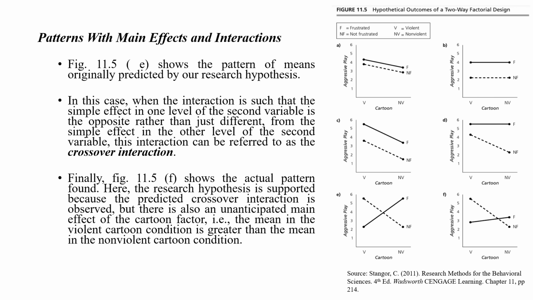But in F, the actual pattern observed is slightly different. Here the research hypothesis is supported because the predicted crossover interaction is observed, but there is also an unanticipated main effect of the cartoon factor. The mean in the violent cartoon condition is slightly higher than the mean in the non-violent cartoon condition. So, when you collapse across these two versus these two, you find that there is a main effect of the cartoon factor as well.